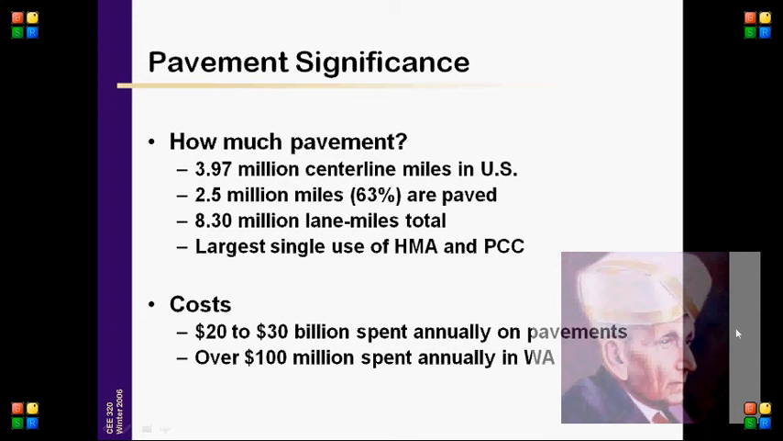Pavement significance: how much pavement? 3.97 million centerline miles in the US. 2.5 million miles, 63%, are paved. 8.30 million lane miles total. The largest single use of HMA and PCC. Costs: $20 to $30 billion spent annually on pavements. Over $100 million spent annually in war.